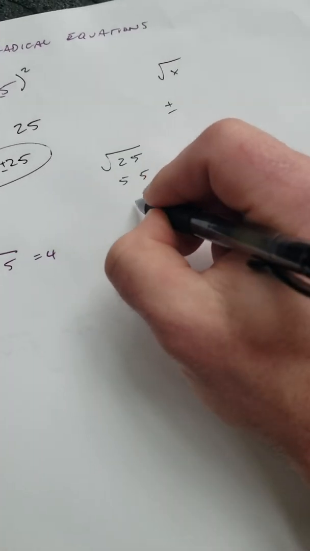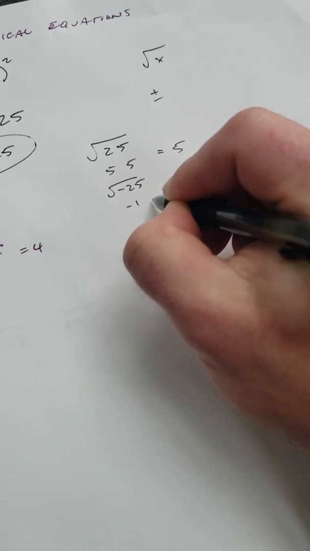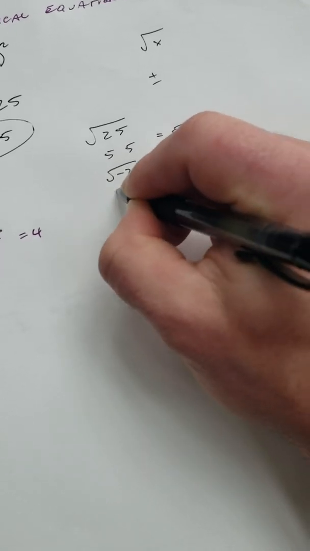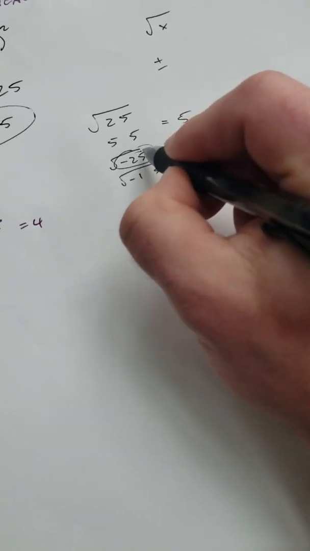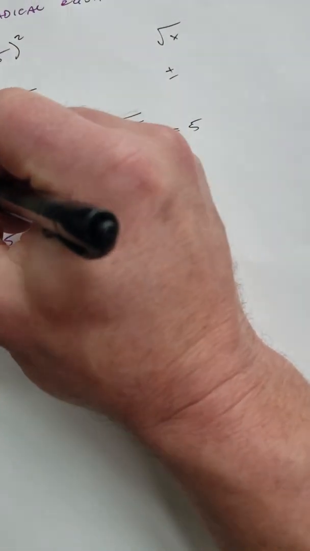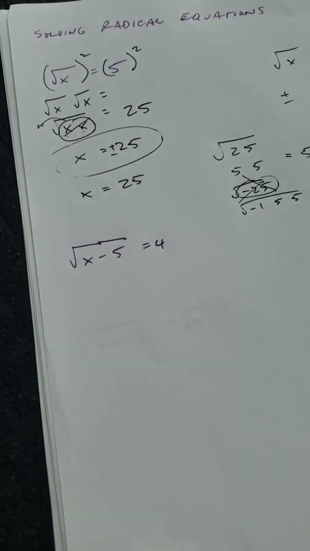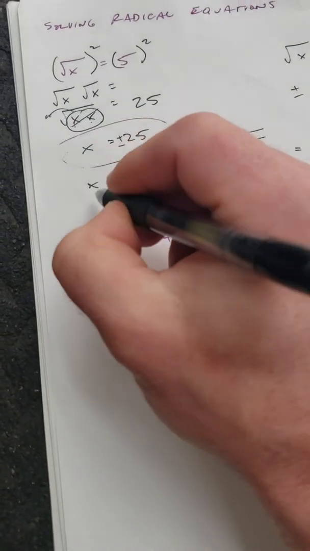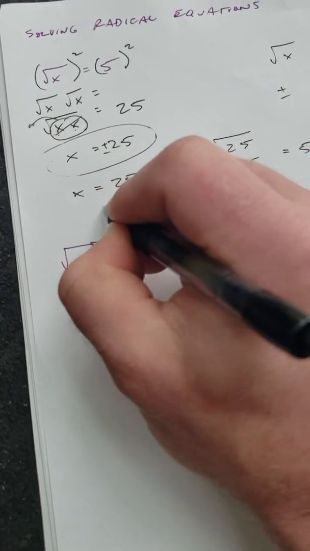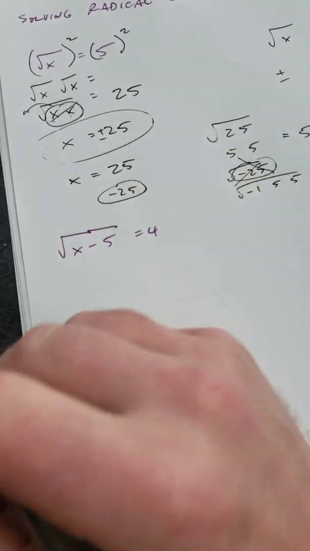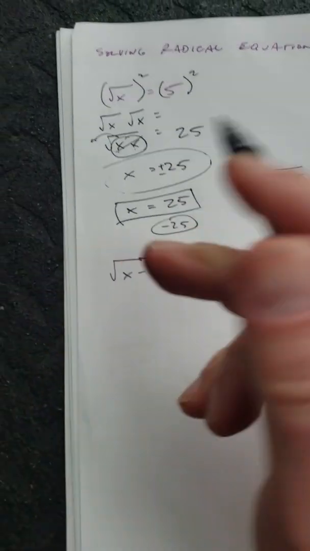But the problem comes when we go square root of negative 25. Now I have negative 1 times 5 times 5. I don't have that negative 1 twice. Negative 25 is not going to work. So my answer is only 25. If they ask me for extraneous solutions, my extraneous solution is going to be negative 25. So you just have to read what they're asking for. But my answer here is x equals 25.